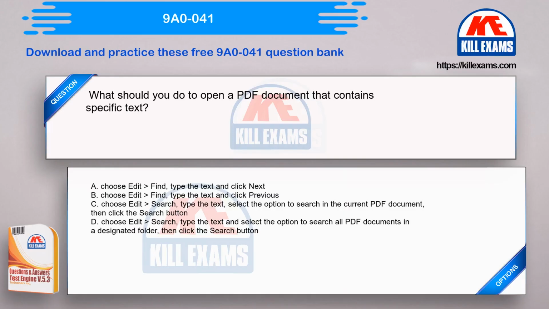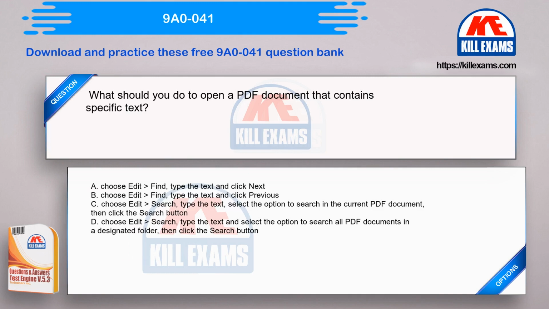What should you do to open a PDF document that contains specific text? Option A. Choose Edit Find, type the text and click Next. Option B. Choose Edit Find, type the text and click Previous. Option C. Choose Edit Search, type the text, select the option to search in the current PDF document, then click the Search button.